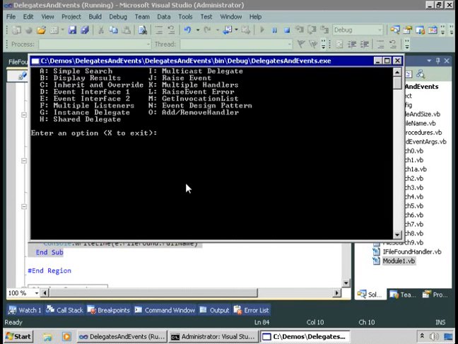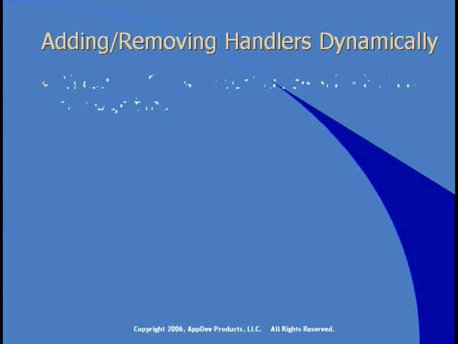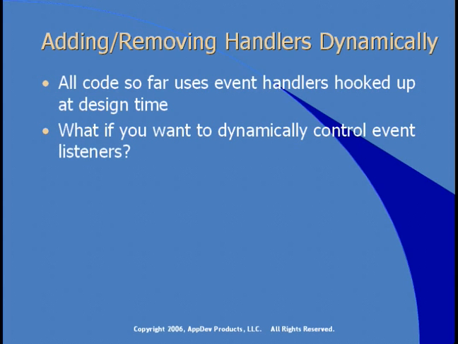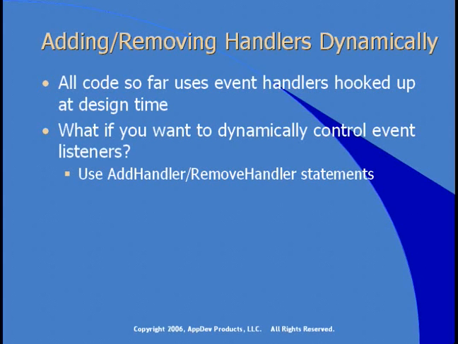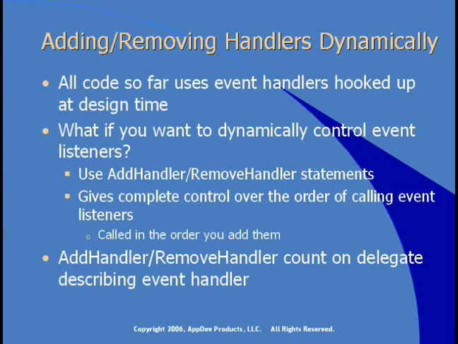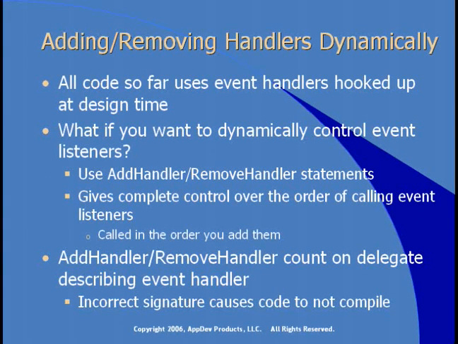So we've covered just about every detail about working with events and delegates in .NET. There's only one last issue, and that is handling events dynamically. All code you've seen so far uses event handlers that are hooked up at design time. What if you want to dynamically control event listeners? To do that, you can use the AddHandler and RemoveHandler statements. This gives you complete control over the order of calling event listeners because they're called in the order you add them. AddHandler and RemoveHandler count on a delegate describing the event handler, and an incorrect signature will cause your code not to compile.